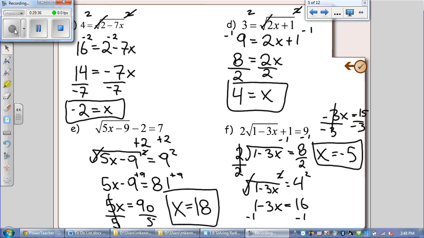F. The radical is not by itself, so we had to move the 1 over and then square things. Again, we work our way through it. We get x is equal to -5, which again, because you're subtracting a negative, turns it into a positive. That does work.